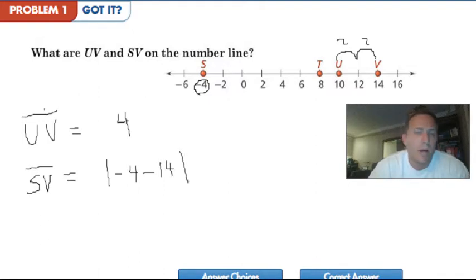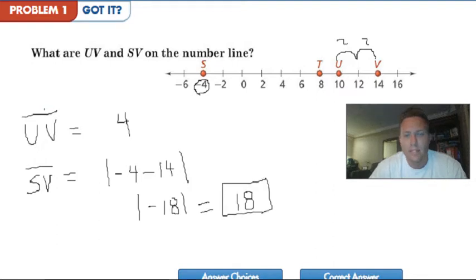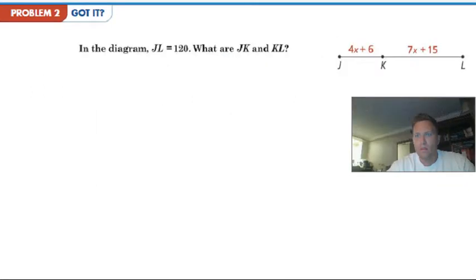Remember, however your algebra teacher or 7th grade teacher taught you about integers, both have negative signs, so this is really just going to become the absolute value of -18. And anytime we have an absolute value, it's always going to be positive. When we're talking about distance, distance is always positive, so this is going to equal positive 18. So SV is 18 units, and UV is 4 units.